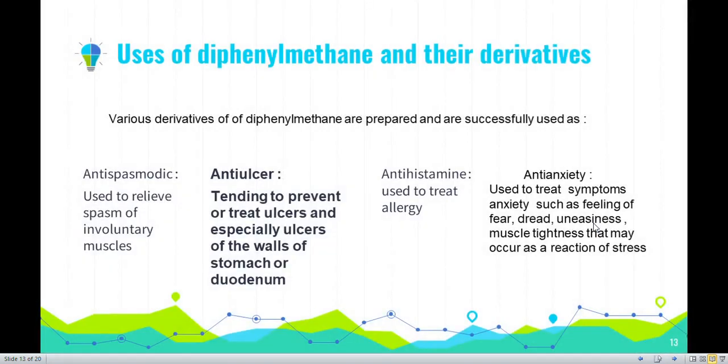Now there are some medicinal uses of diphenylmethane and its derivatives. The various derivatives of diphenylmethane are prepared and are successfully used as antispasmodic, meaning used to relieve spasm of involuntary muscle; anti-ulcer, which means tending to prevent or treat ulcers, especially ulcers of the walls of the stomach or duodenum; then antihistamine, meaning used to treat allergy; then anti-anxiety, meaning used to treat symptoms of anxiety such as feelings of fear, dread, uneasiness, and muscle tightness that may occur as a reaction to stress.